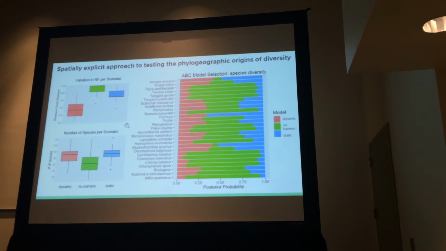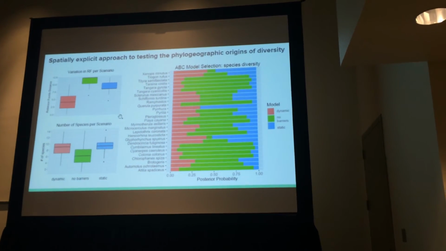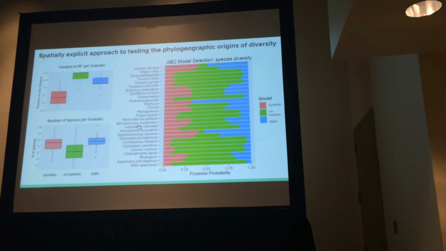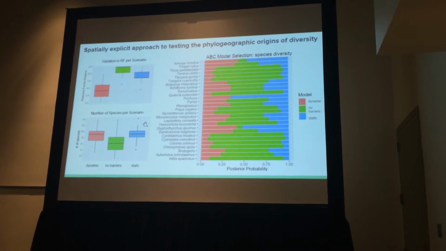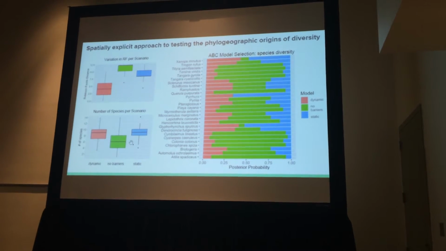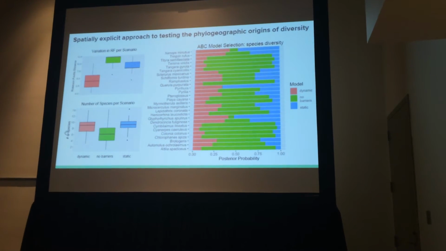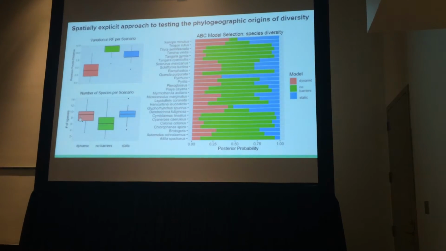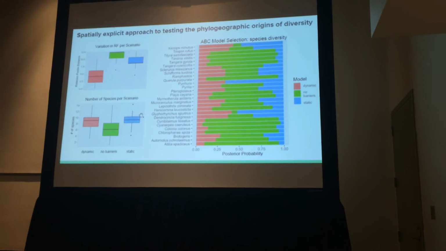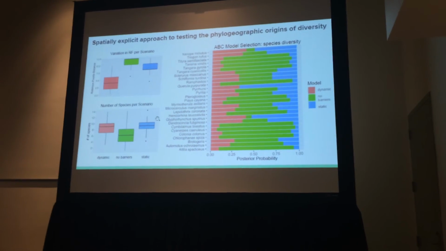Next we looked at the amount of species diversity produced by each of the models as determined by a species delimitation method. In this bottom left box plot, we see that the no barriers model produced the least amount of species, or the least amount of diversity. But what's somewhat surprising is that the dynamic and static models produced very similar levels of diversity here.